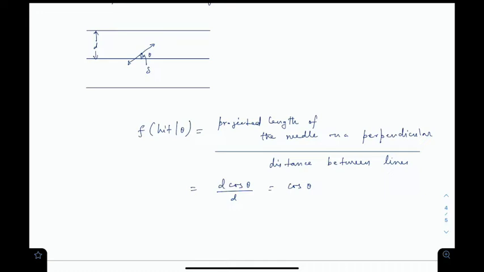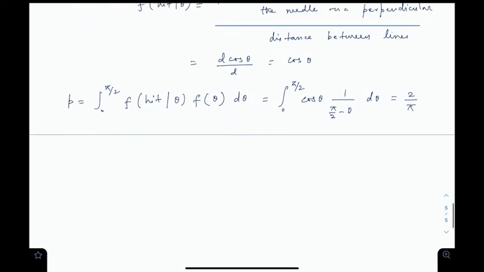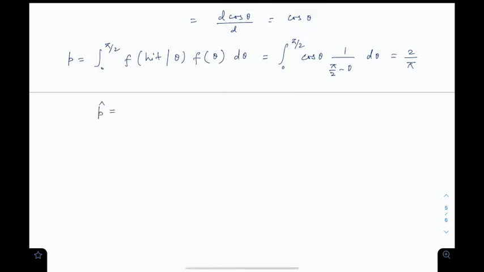So the chance of a hit, irrespective of theta, is then given as, theta can go from 0 to pi by 2. We take this conditional probability and multiply it by f theta and integrate over the range of theta values. So f theta is just the uniform distribution 1 by b minus a. The b is pi by 2, a is 0. And so this ultimately comes out as 2 by pi. So an estimate of 2 by pi is given by the estimator of P. So the estimator of P is the number of hits by n. So therefore we can obtain pi as 2 times n divided by the number of hits.